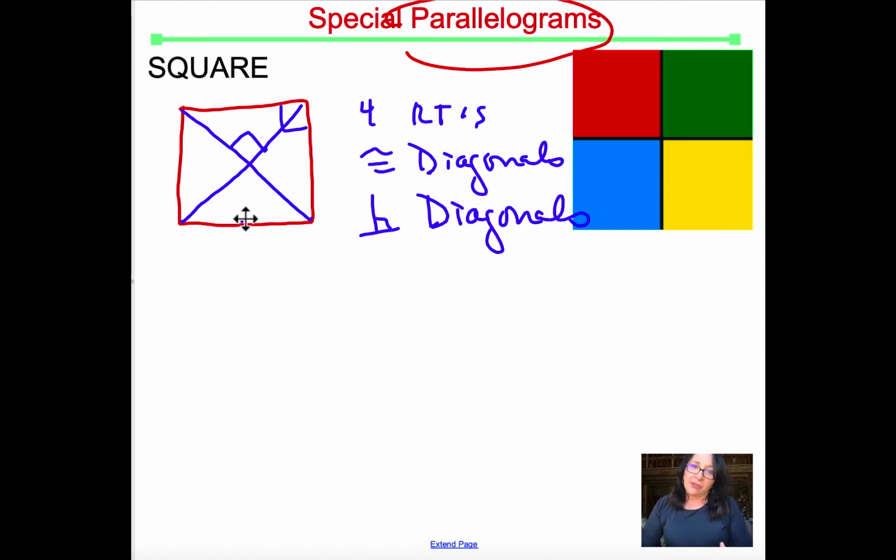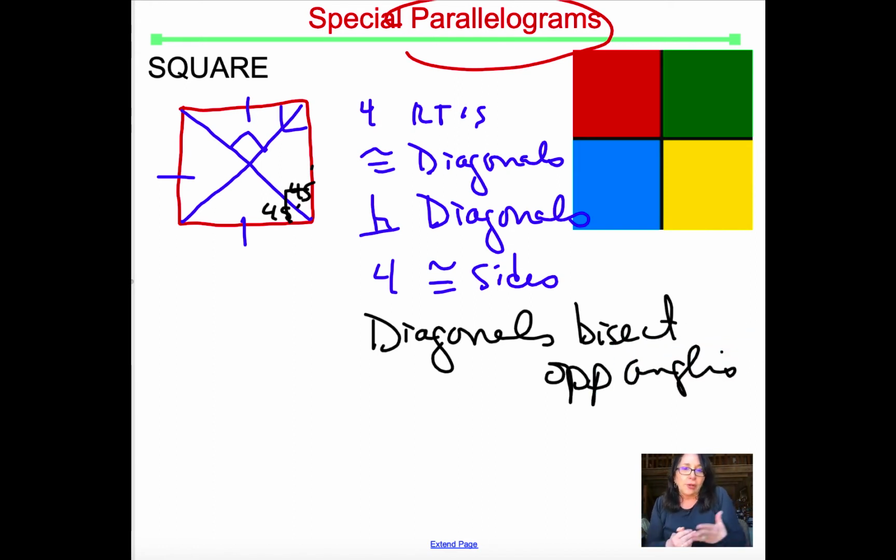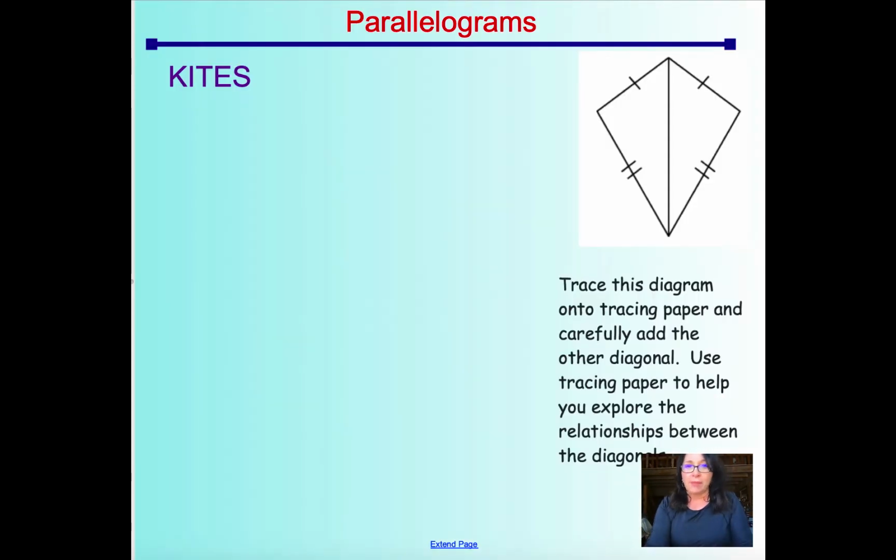And additionally, a square has 4 congruent sides as well. So 4 congruent sides. And lastly, the diagonals bisect the angle. So of course, it being a 45, it would have to be a 45 degree once you bisected it. So the diagonals bisect the opposite angles. And so it has all of the characteristics of a rectangle and all of the characteristics of a rhombus, and that's what a square is.